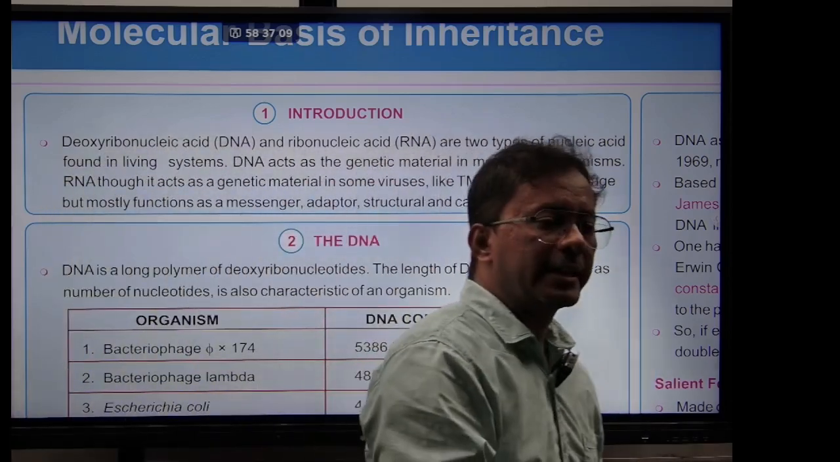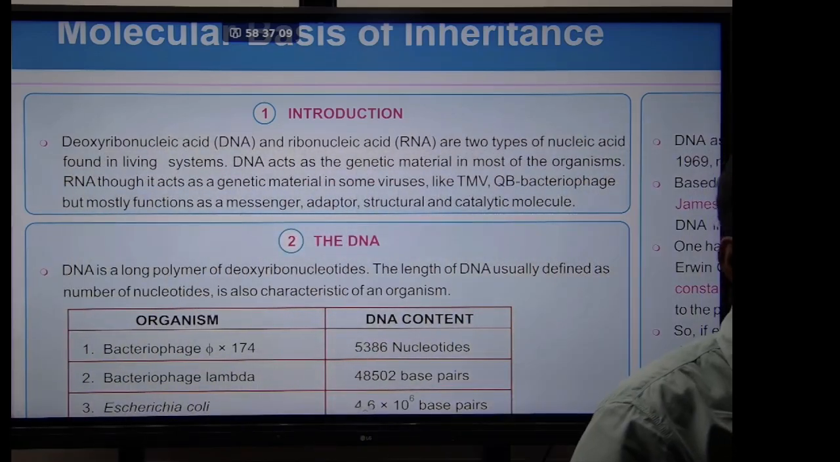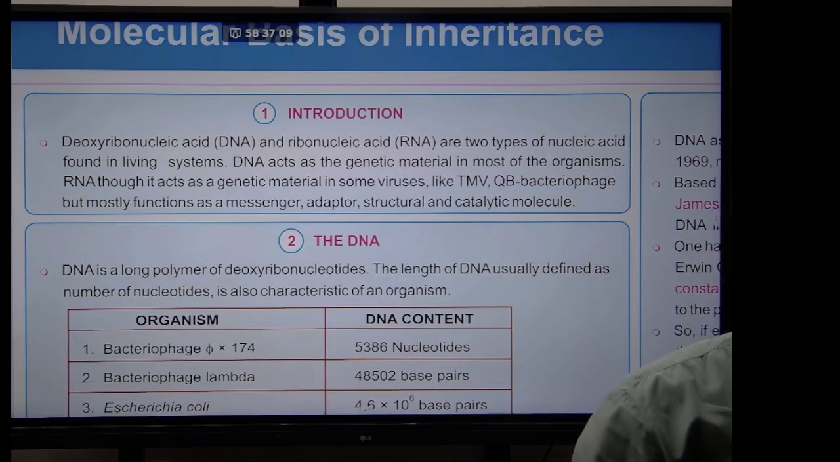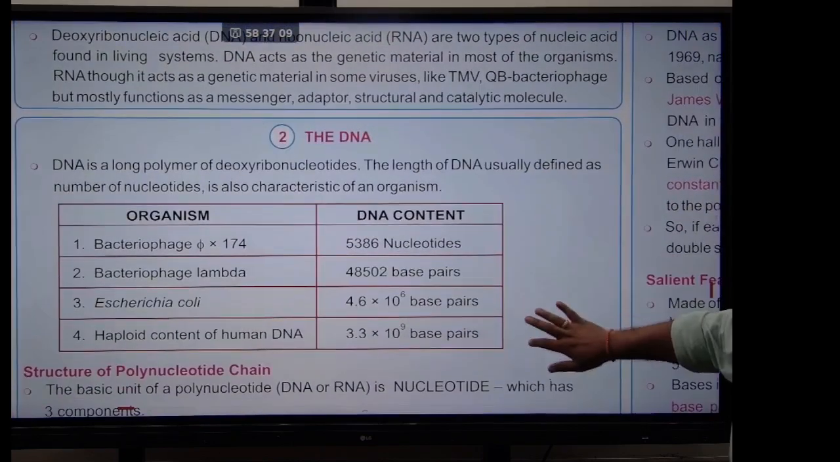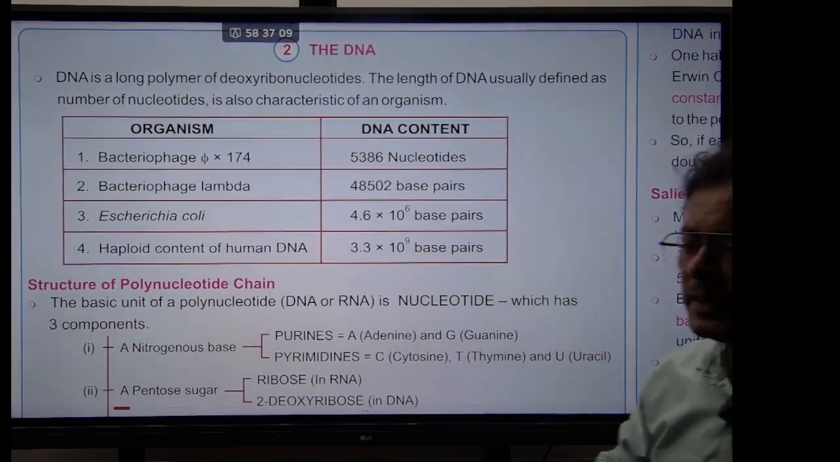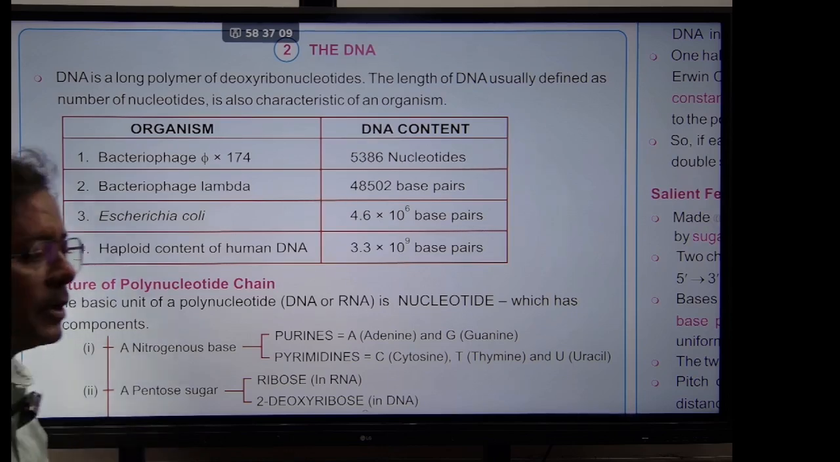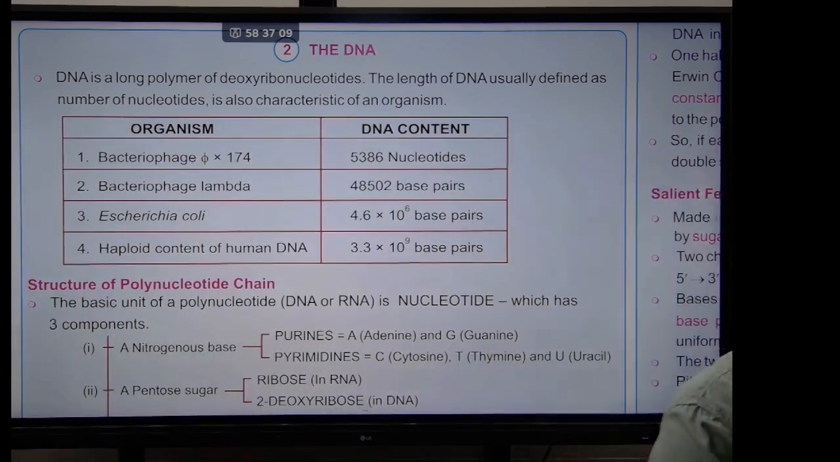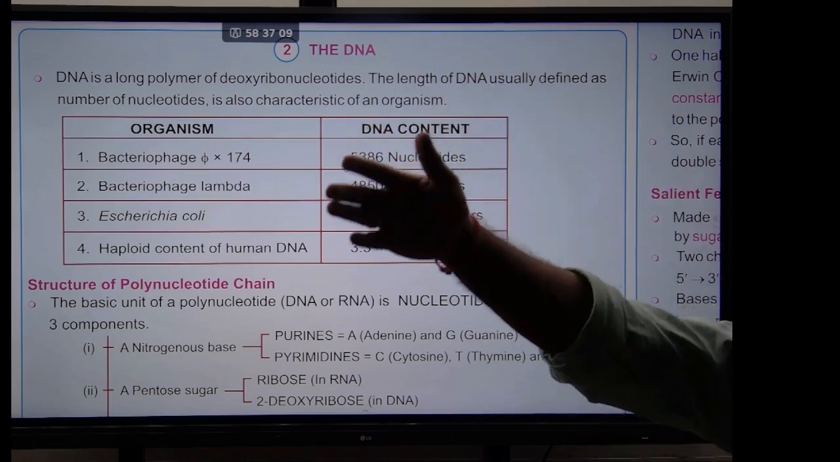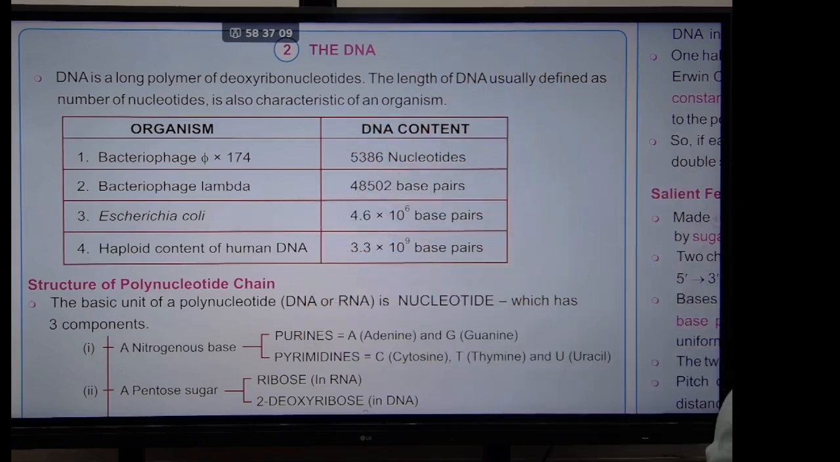Genes are the bits of DNA which carry the information for the synthesis of proteins. Okay, you see here. Different organisms have different lengths of DNA. DNA is a long polymer of small units called deoxyribonucleotides. The length of DNA, usually defined as the number of nucleotides, is also characteristic of an organism. So one organism may have 1 million nucleotides, some other organism may have a billion nucleotides. It differs from organism to organism.